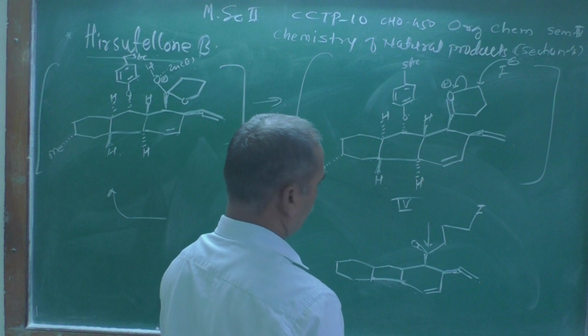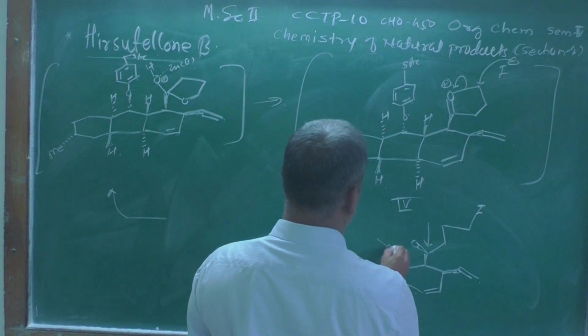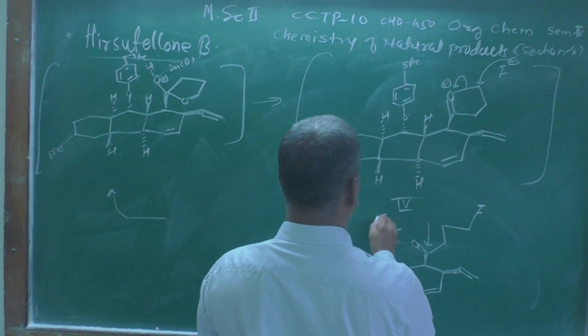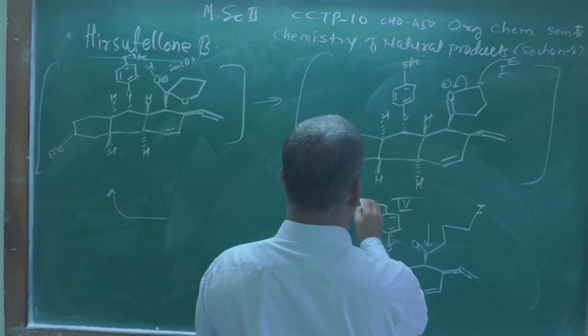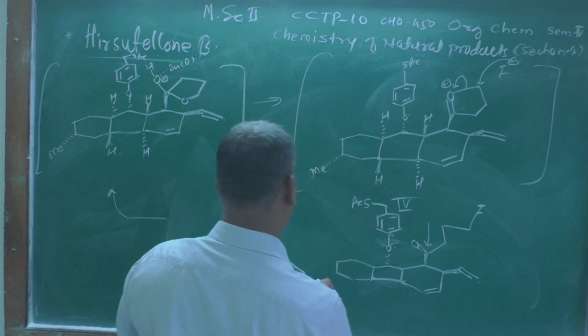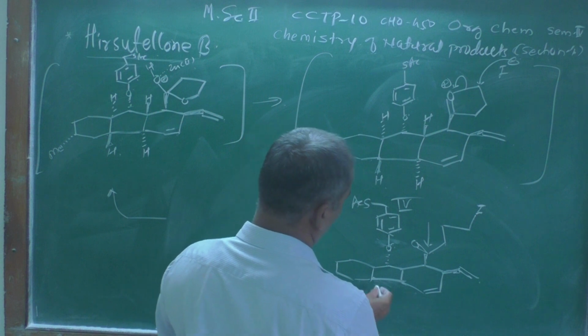I am representing it like this, and here should be O, not this. There is a paracyclophene ring which I am representing here. Yes, AC. The methyl group is below the plane, which is shown over here.